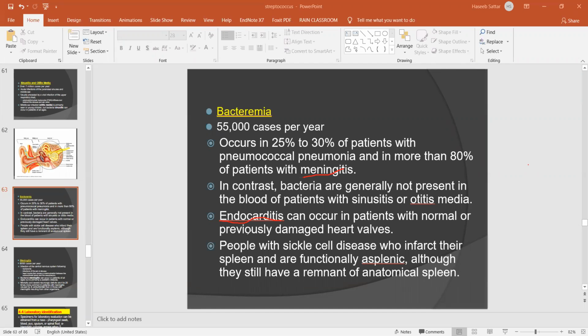Bacteremia can lead to meningitis and endocarditis, and it may affect patients who have normal valves or patients with damaged heart valves. Bacteremia is most common in people who have sickle cell disease, or patients who are asplenic, whose spleen has been removed, or whose spleen has been infected and damaged. Then no spleen works. We know that the spleen is part of the reticuloendothelial system, so it is part of our immune system.